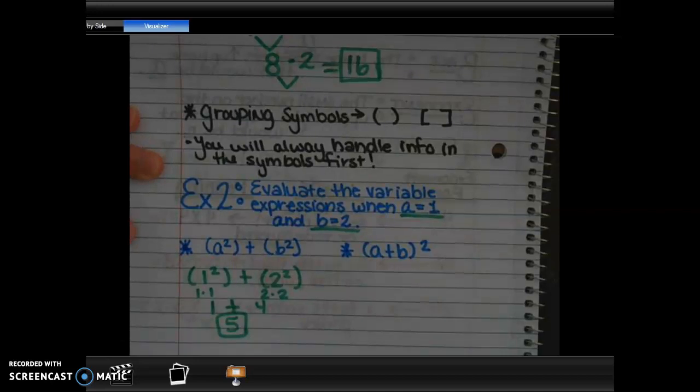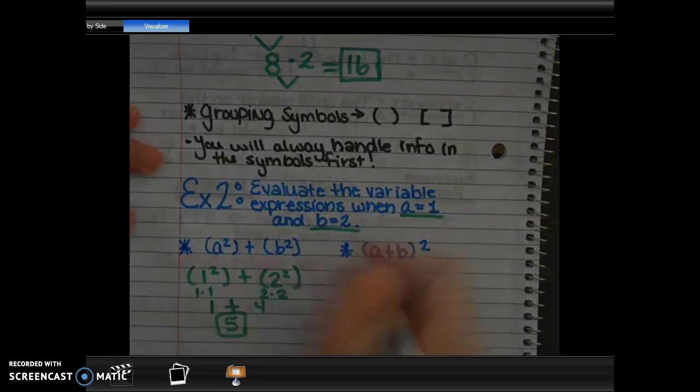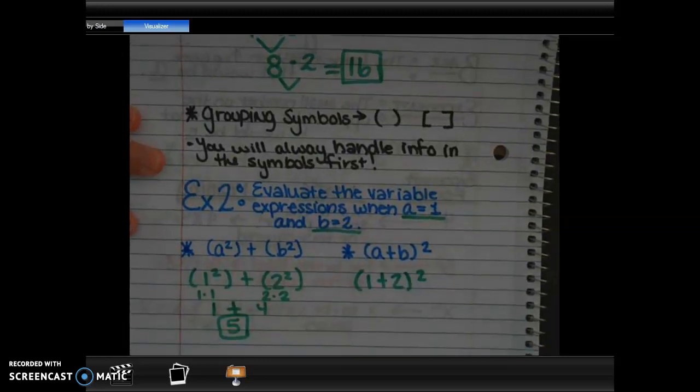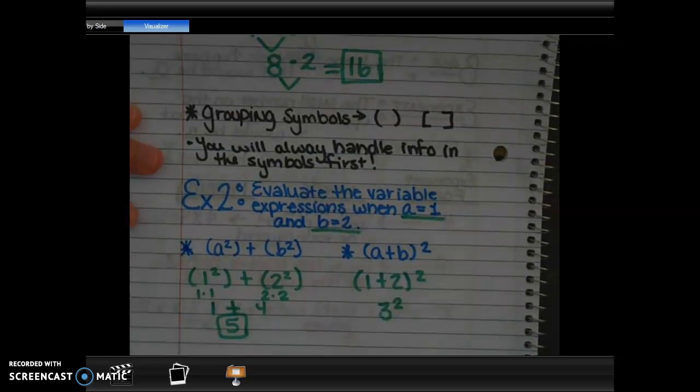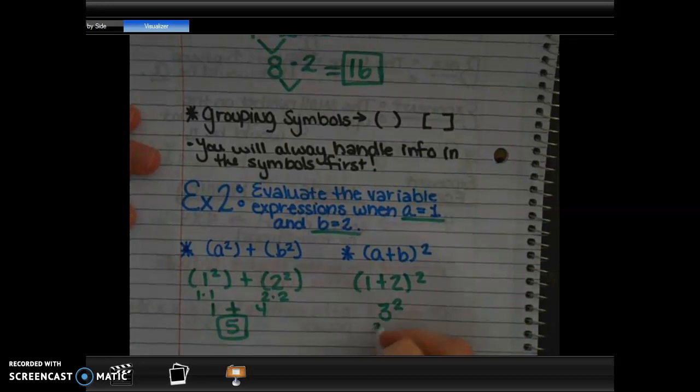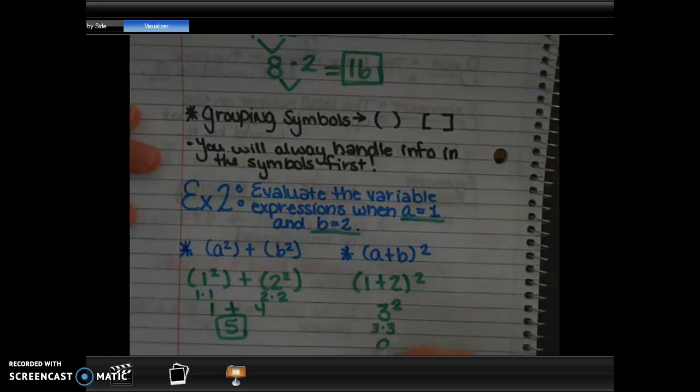Let's do another one. We have, in our grouping symbols, a plus b all squared. So this one we're going to say 1 plus 2 squared. So remember, handle what's inside your parentheses first. So 1 plus 2 is 3 squared. Well, 3 squared, that would be 3 times 3, which is 9.